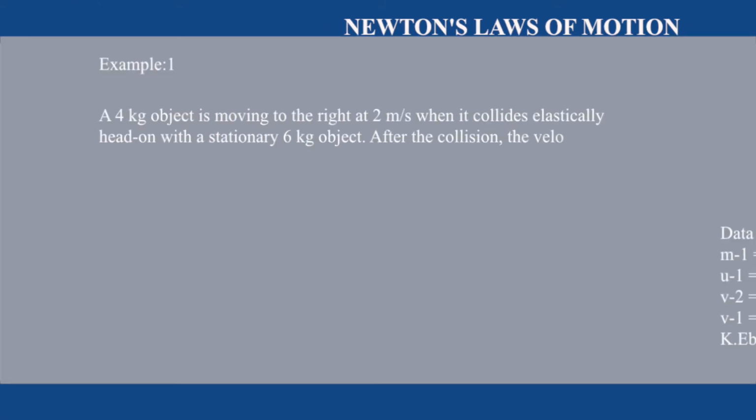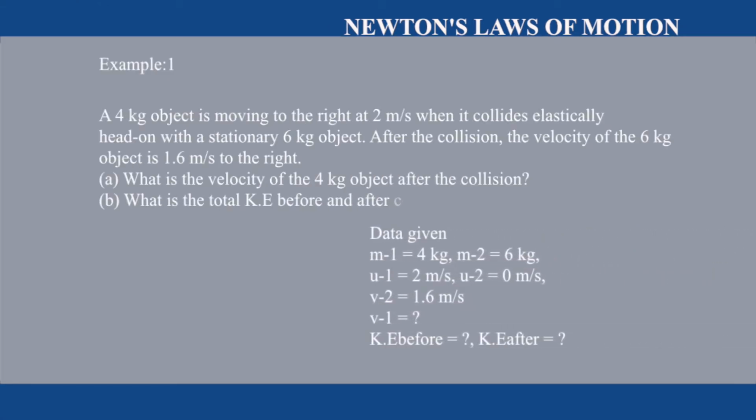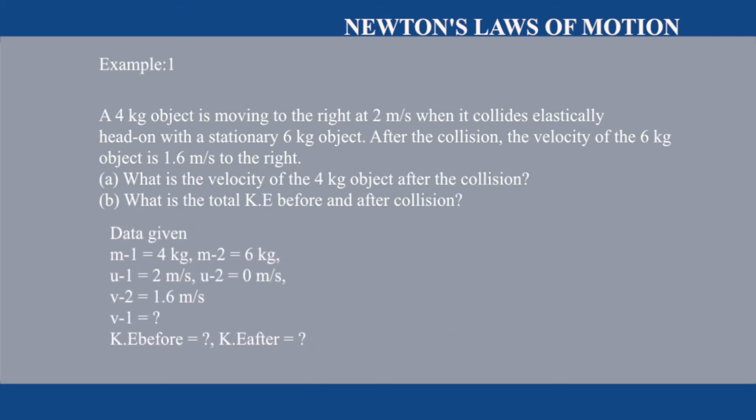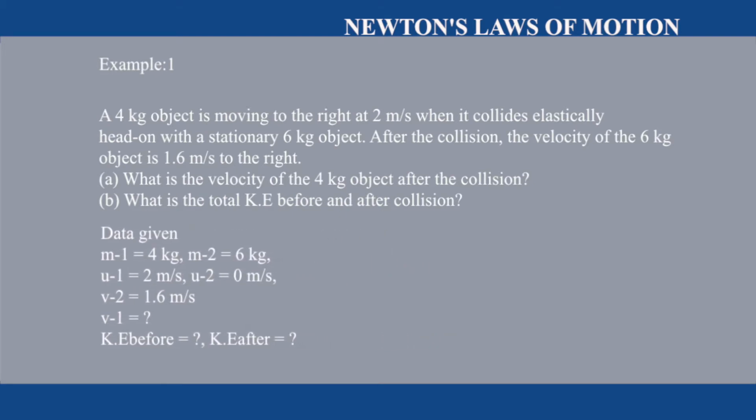A 4 kilogram object is moving to the right at 2 meters per second when it collides elastically head-on with a stationary 6 kilogram object. After the collision, the velocity of the 6 kilogram object is 1.6 meters per second to the right. What is the velocity of the 4 kilogram object after the collision? What is the total kinetic energy before and after collision?